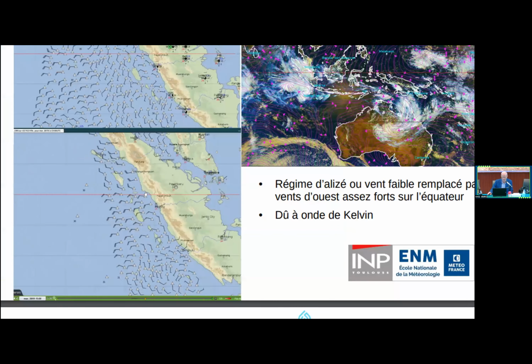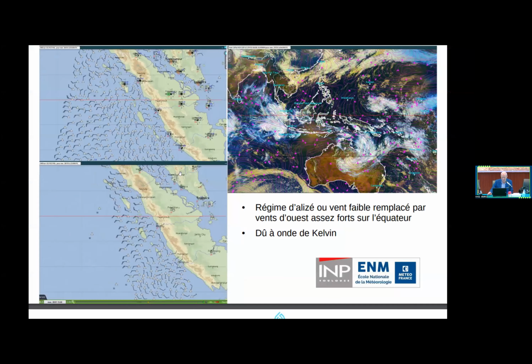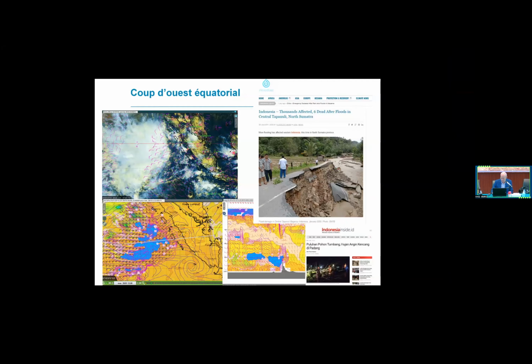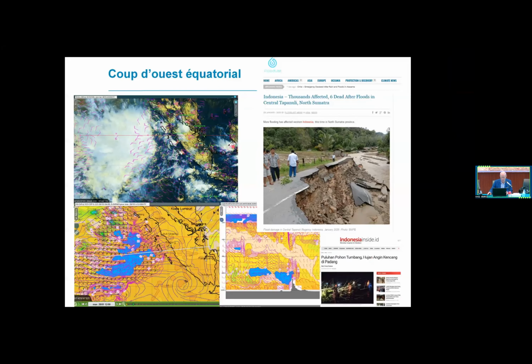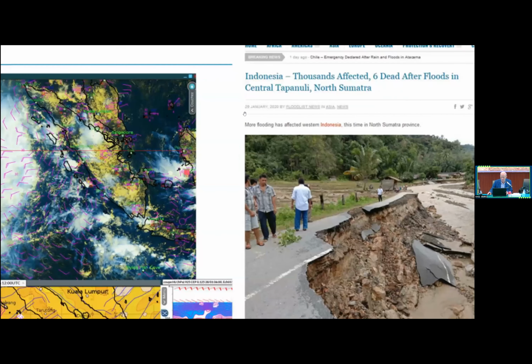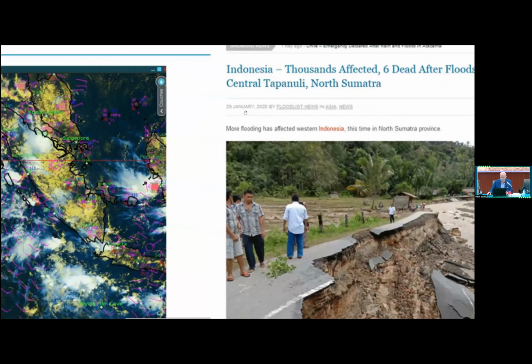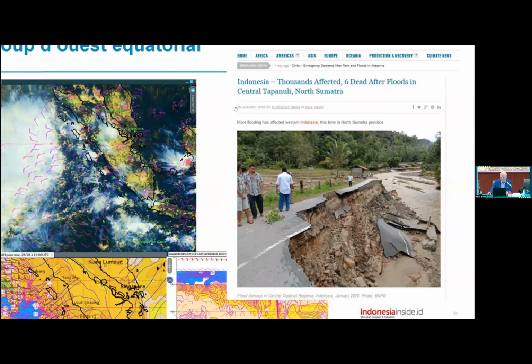So this is what I call a mega squall line. It's really a very big squall line. And that's maybe another one. So that was in January 2020, 29th of January in Padang. No, sorry, Central Tapanuli, North Sumatra.